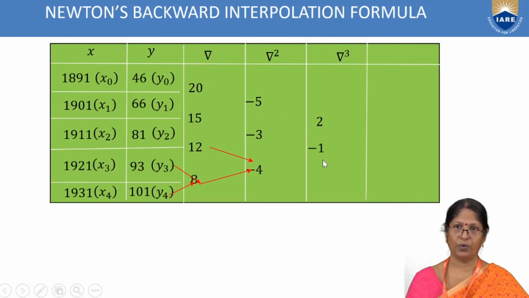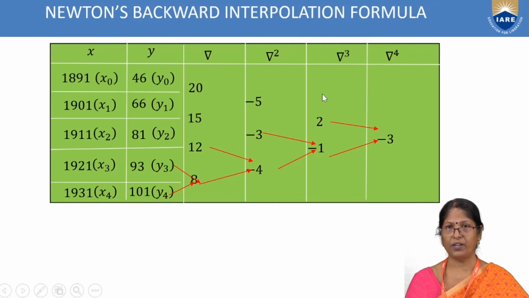So 2. Next, for these two differences, minus 4 and minus 3, we got the difference, the value is minus 1. We can see the same arrow marks showing how minus 1 is written here. Next, the last column is del power 4. So minus 1 minus 2, you can see it here, is minus 3. So we completed the Newton's backward difference table.